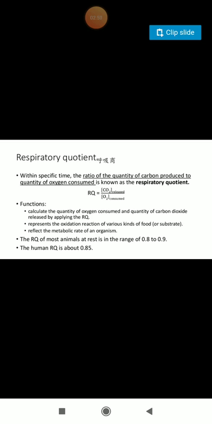The respiratory quotient of most animals at rest ranges from 0.8 to 0.9. That means if they are at rest, either fat or protein is being used as the respiratory substrate. The human RQ is about 0.85. So the human respiratory quotient is around 0.85, that means normally it is 0.85.